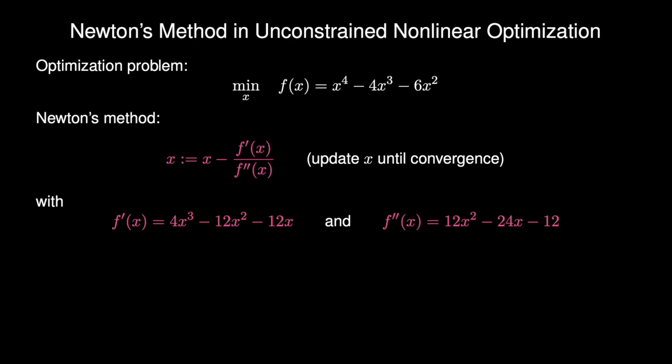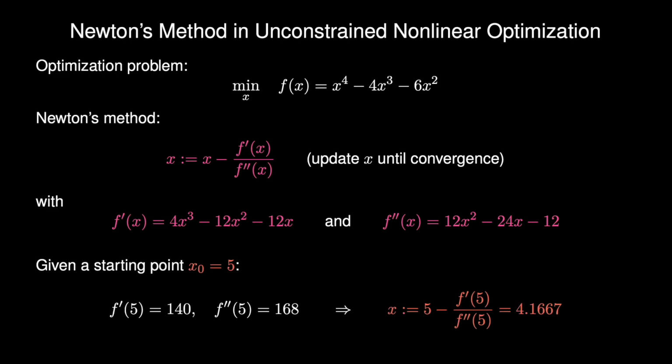For our function, the first-order derivative is f prime of x equals 4x cubed minus 12x squared minus 12x. And the second-order derivative is f double prime of x equals 12x squared minus 24x minus 12. With both derivatives in hand, we can implement Newton's method. The update equation at each step is x minus f prime of x divided by f double prime of x.